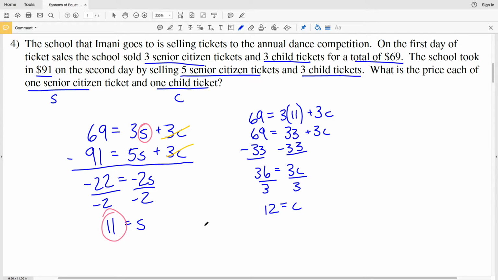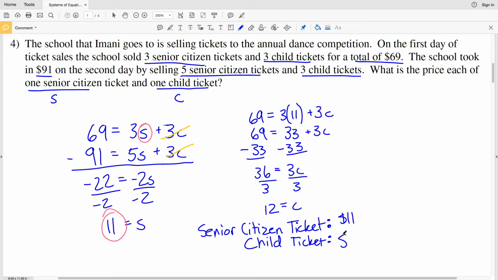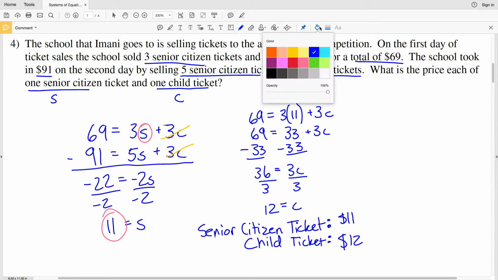So our solution is that a senior citizen ticket costs $11 and a child ticket costs $12.